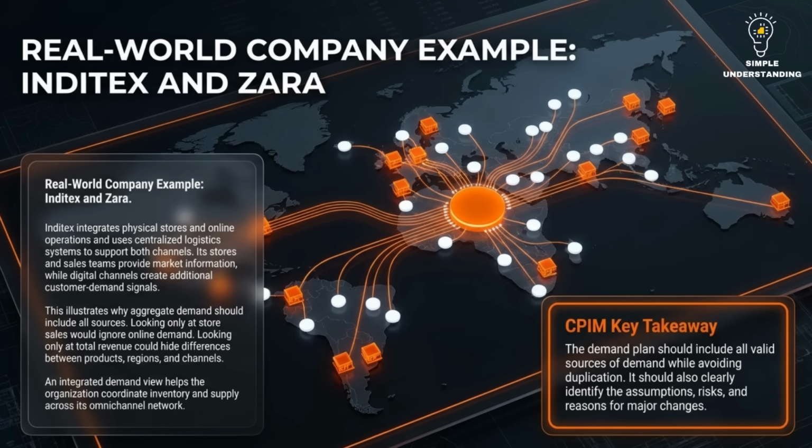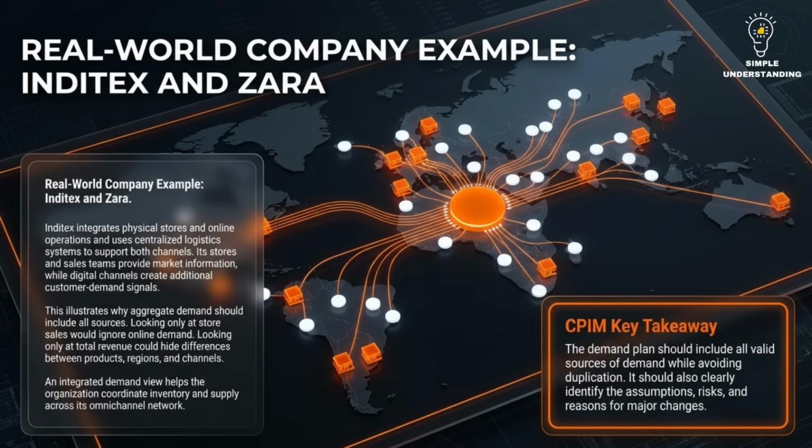Real-world company example: Inditex and Zara. Inditex integrates physical stores and online operations and uses centralized logistics systems to support both channels. This illustrates why aggregate demand should include all sources. Looking only at store sales would ignore online demand. Looking at total revenue could hide differences between products, regions, and channels. An integrated demand view helps the organization coordinate inventory and supply across its omni-channel network.